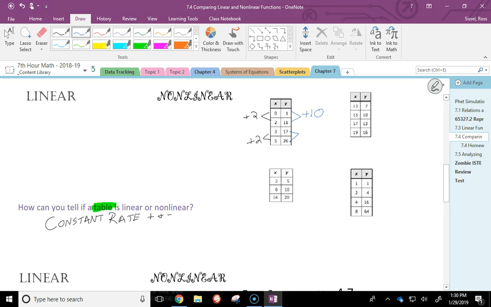17 to 26, though, so 10 is adding on one of them, the other one's adding 9. Are they constant? Is it the same? No. Because of that, this will not be a linear line. It's going to be very close because 10 to 9 is a very small difference, but it will be nonlinear.